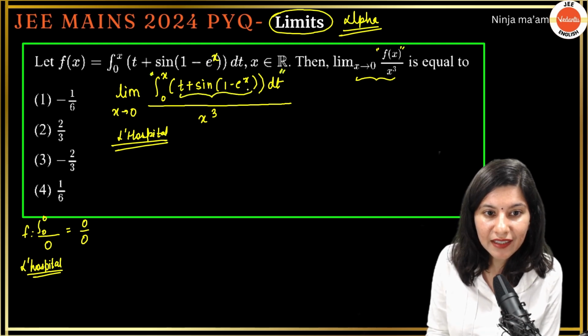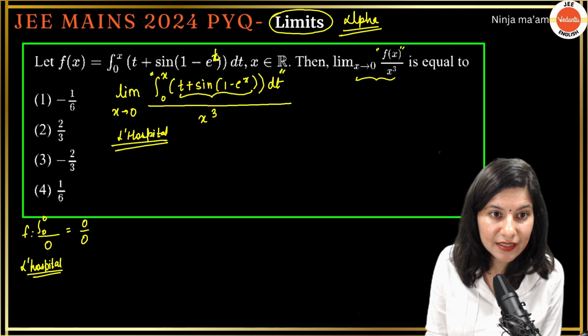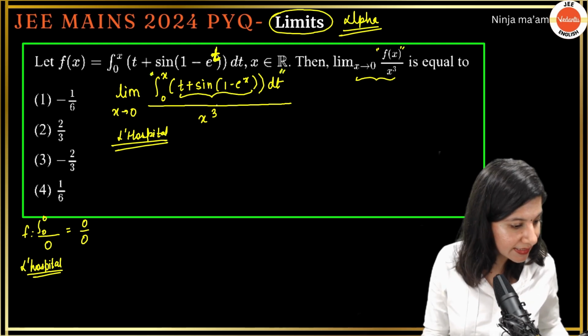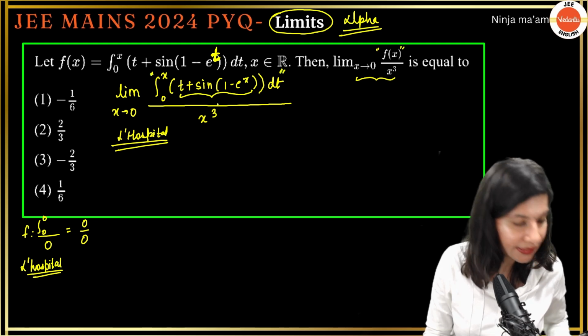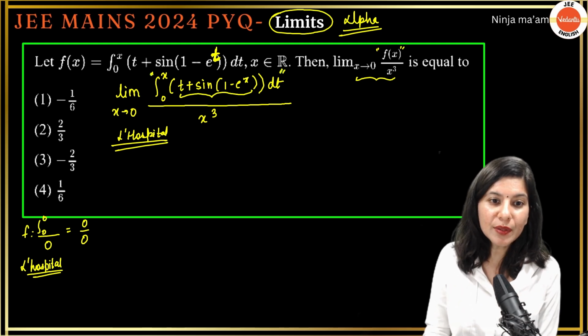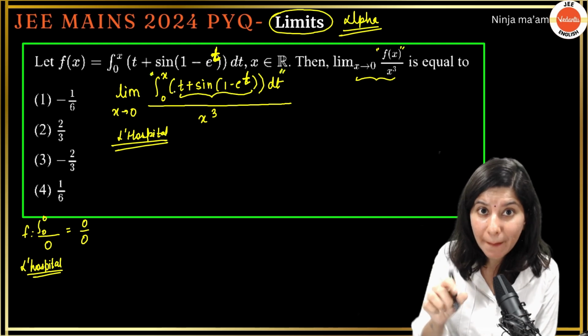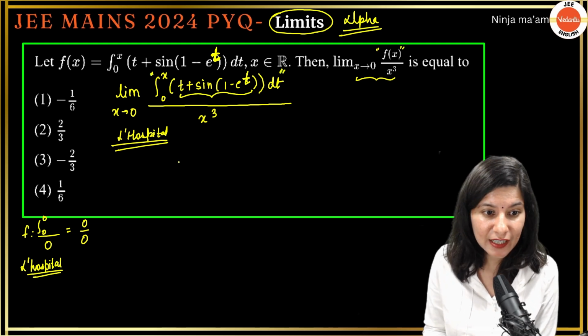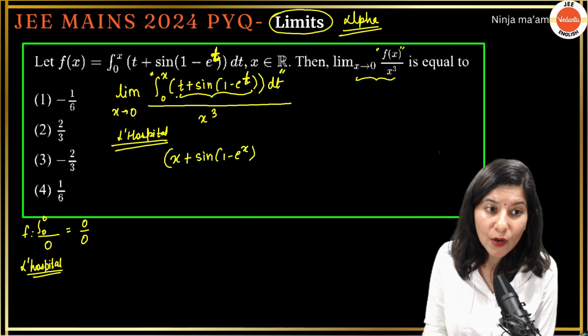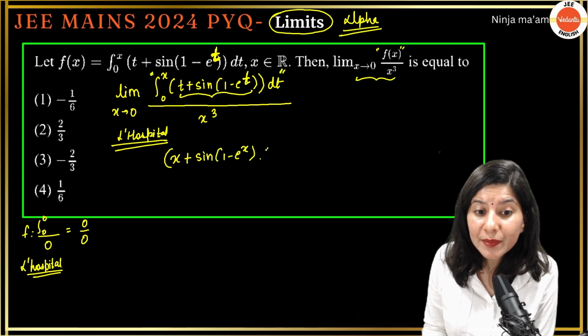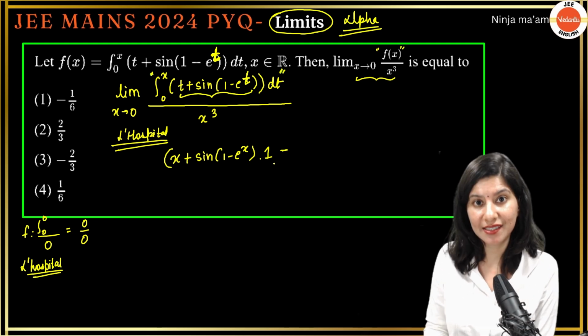So this thing is actually, sorry, this is t. This is not x. This is t. Yes. So now you have to replace t by the upper limit, which is x. So x plus sine of (1 minus e raised to power x), correct? And now you have to differentiate the upper limit, which is 1 minus.